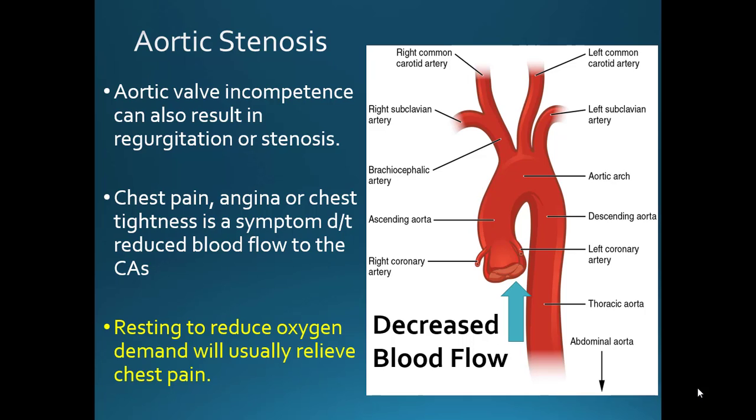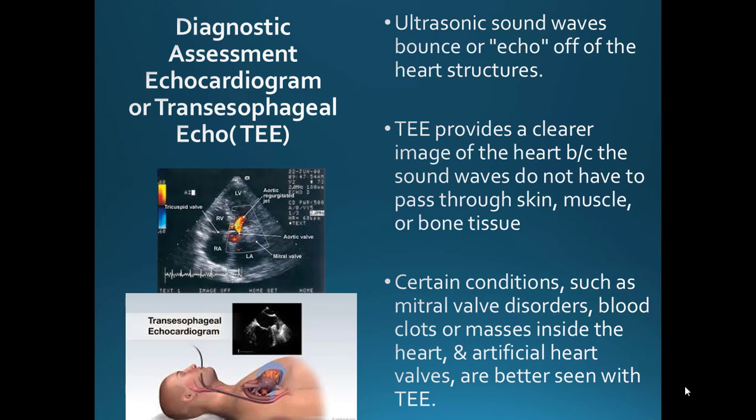Chest pain, angina, or chest tightness is also a symptom due to the reduced blood flow to the coronary arteries. Resting to reduce oxygen demand will often relieve the chest pain without using nitroglycerin tablets. However, always inform the MD when any patient experiences chest pain, since it is a symptom of ischemia. Diagnostics should be ordered to rule out an active acute MI. Valvular problems are diagnosed by clinical symptoms, but also by an echo or transesophageal echocardiogram.